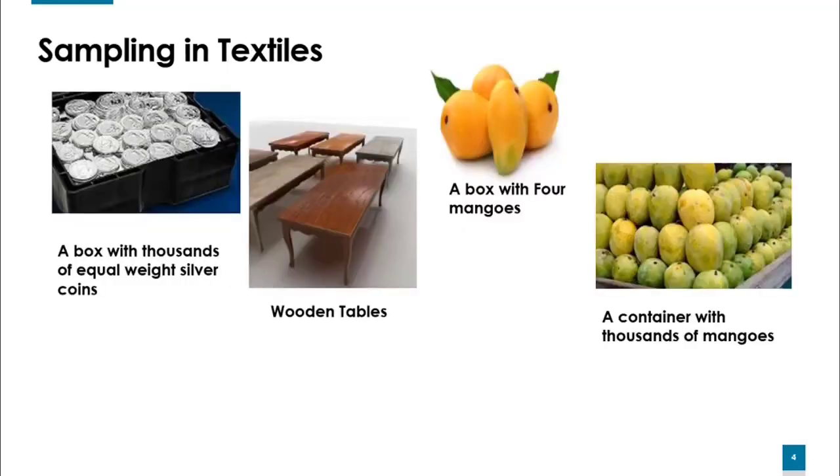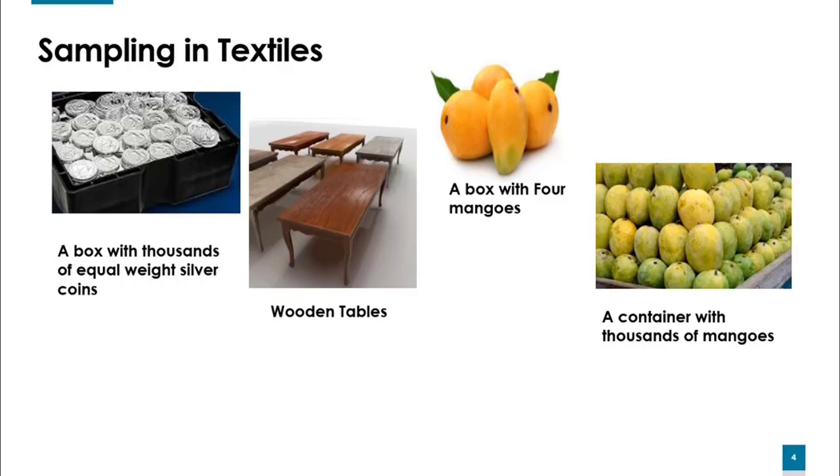Friends, here you can see 4 different pictures. Let us assume you have to test these different materials for different properties. In first case, a box has been shown containing thousands of equal weight silver coins. In second case, wooden tables have been shown having same dimensions. Third picture shows 4 mangoes. In fourth picture, a container has been shown with thousands of mangoes.